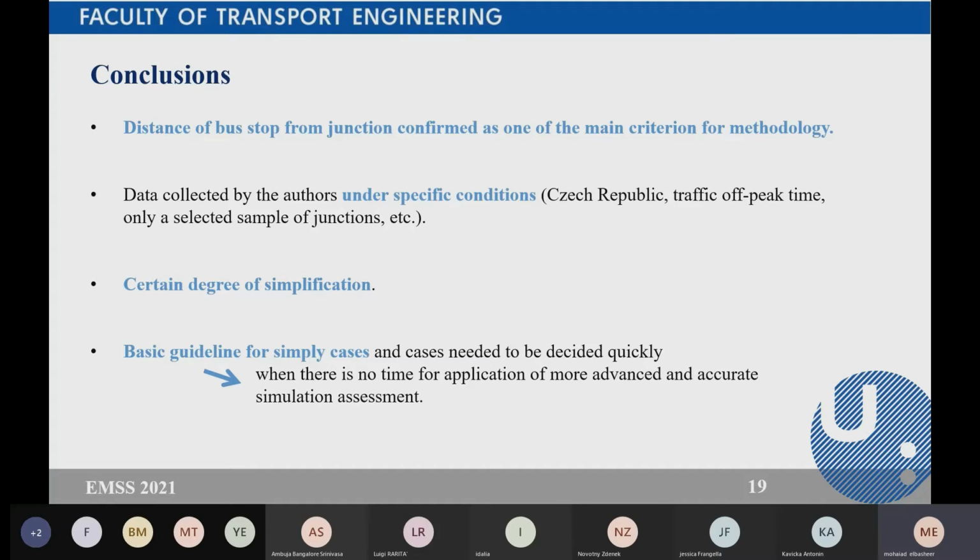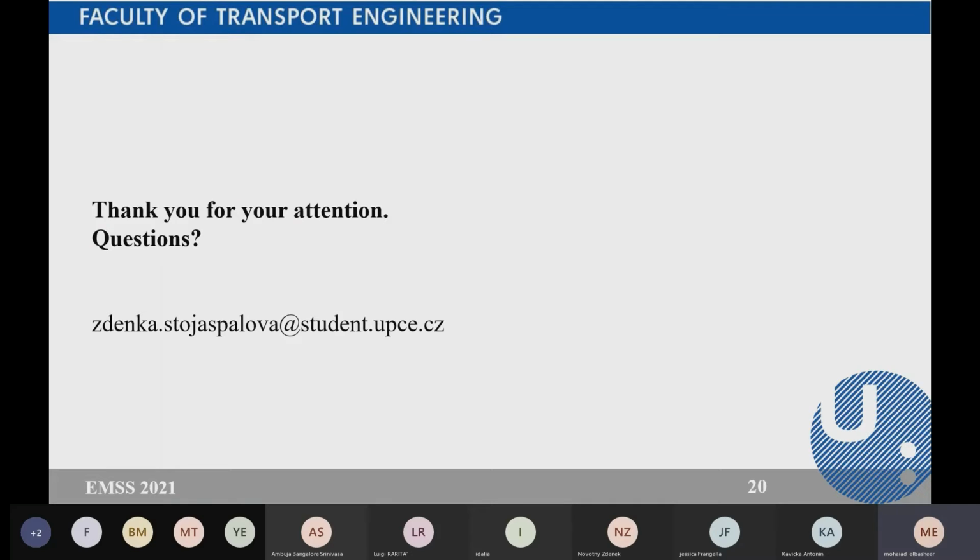In conclusion, I'd like to say that the distance of bus stops from the junction was confirmed as one of the main criteria for the methodology. Also, I have to say that the proposed methodology is a recommendation. It can provide a basic guideline for simple cases and cases that need to be decided quickly. It is also necessary to realize that the given dependencies apply according to data collected under specific conditions and a chosen evaluation with simplifications.